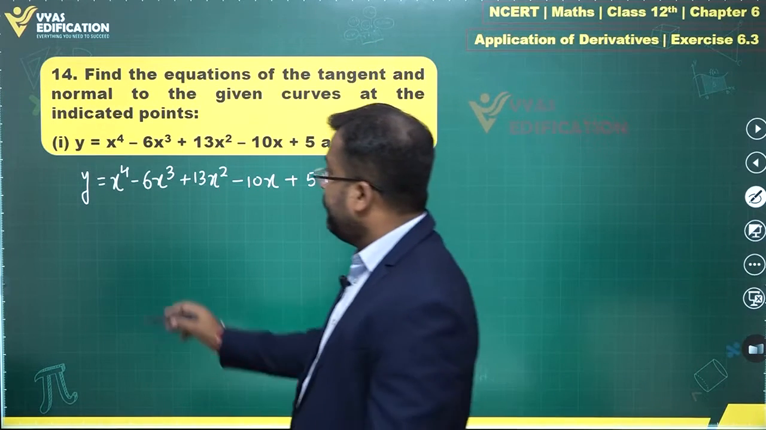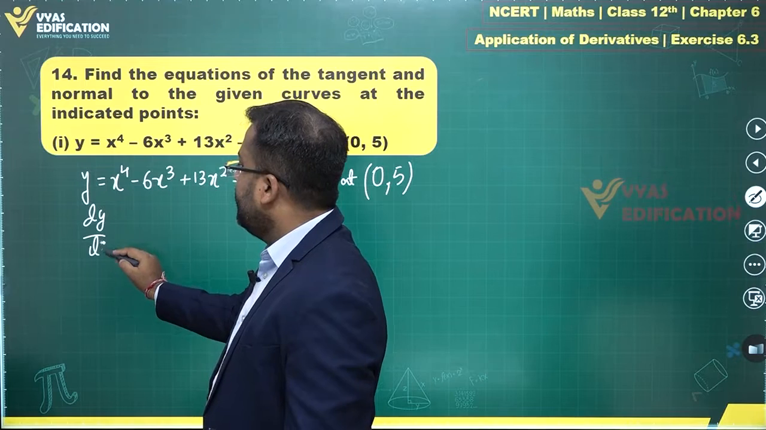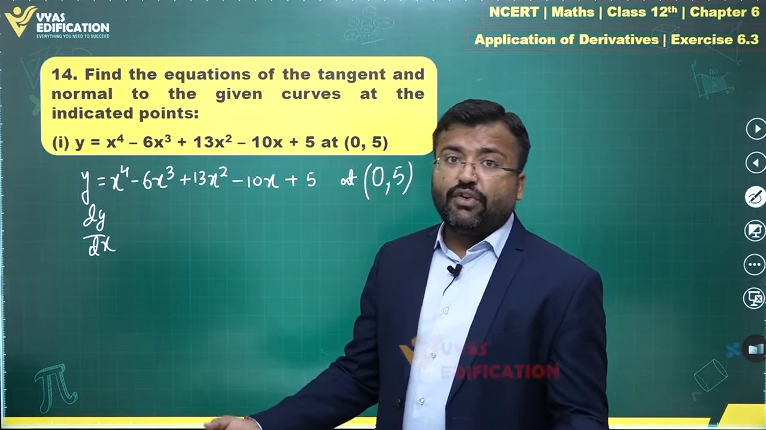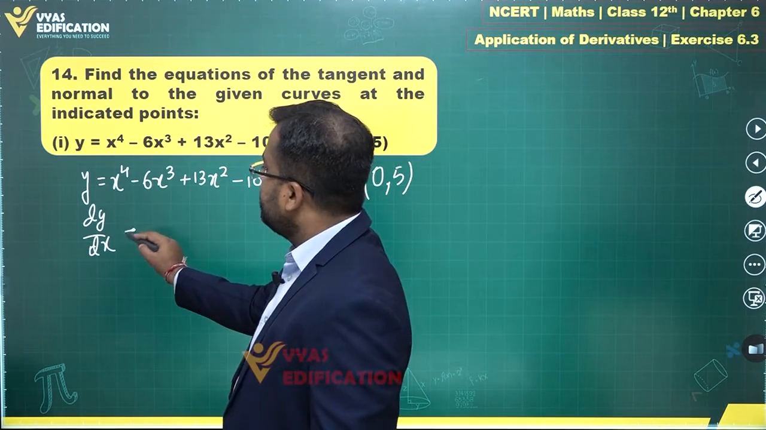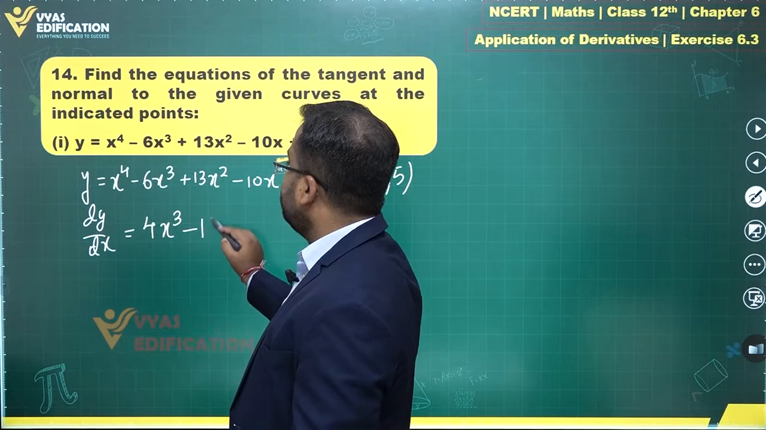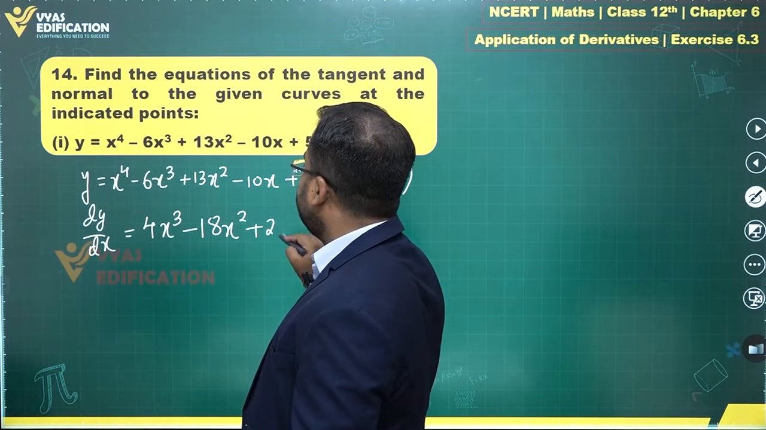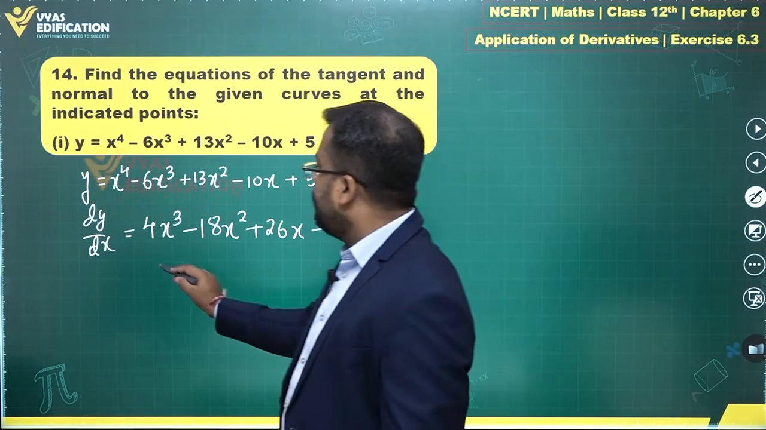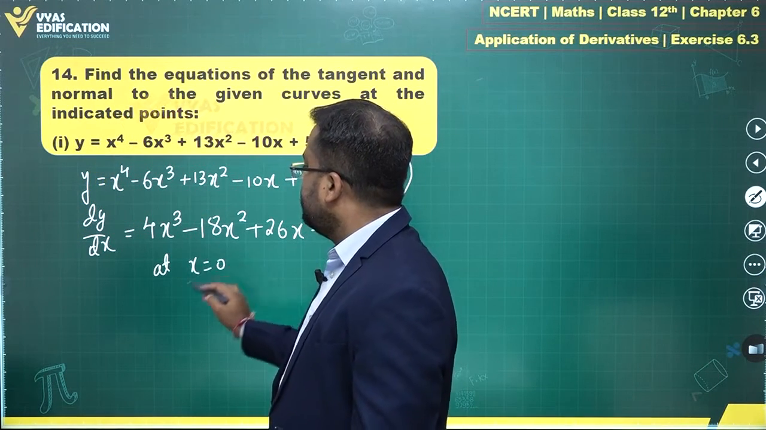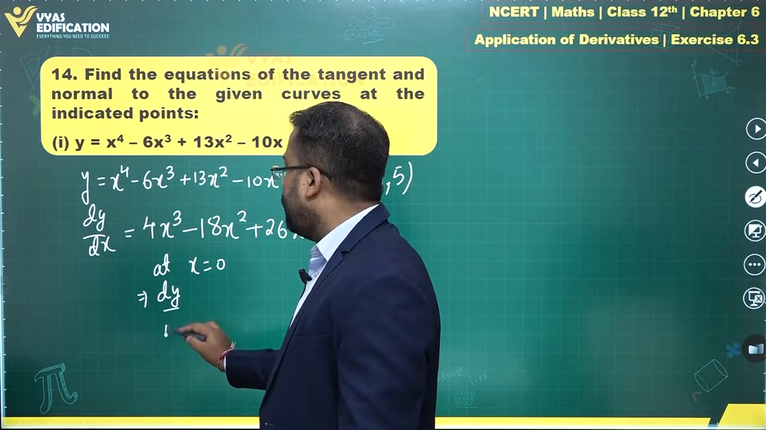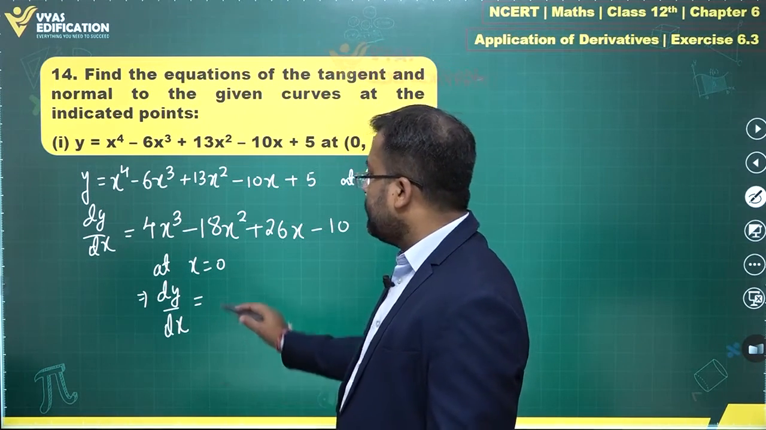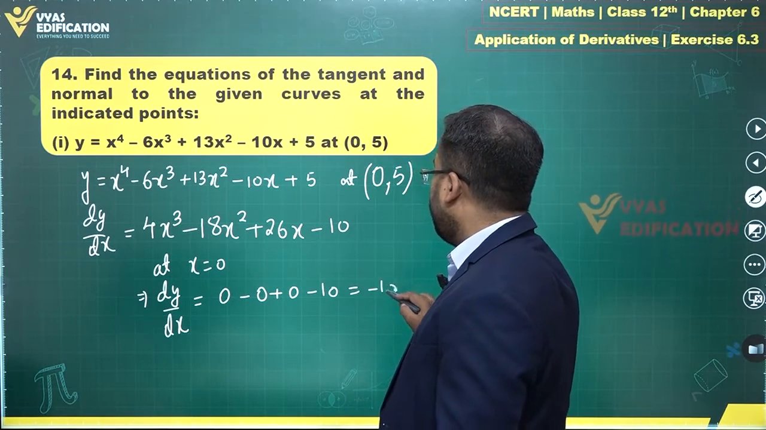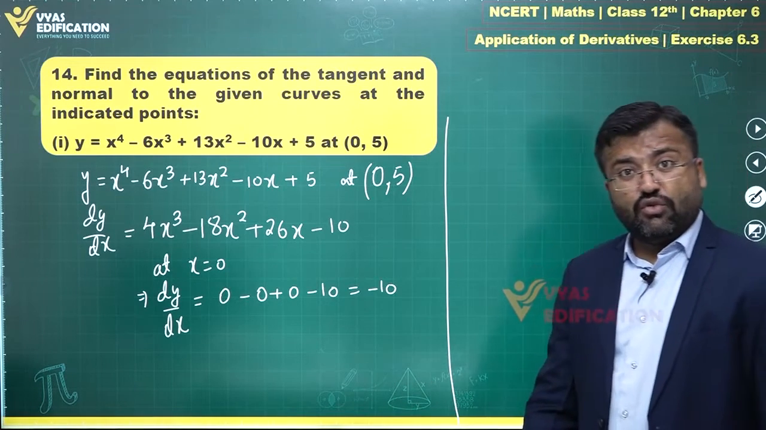Let's find the derivative dy by dx. We already know the point, right? Finding the derivative will give us the slope of the tangent, and therefore we can get the equation very easily. dy by dx will be equal to 4x power 3 minus 18x square plus 26x minus 10. So let's find it at (0, 5). At x equals 0, dy by dx will be 0 minus 0 plus 0 minus 10, which is actually minus 10. That's the slope of the tangent.